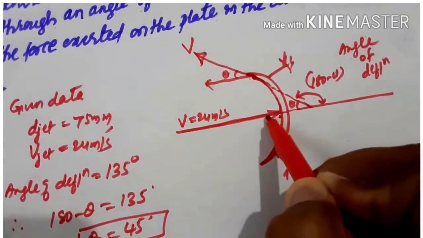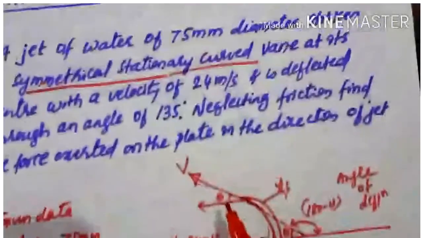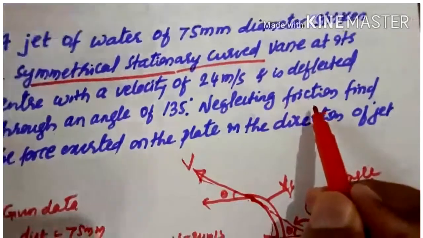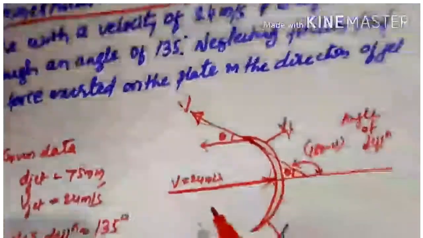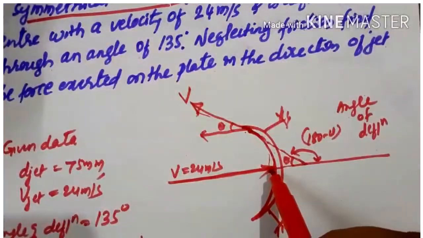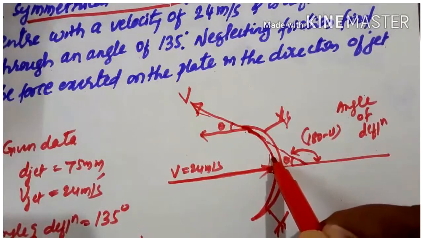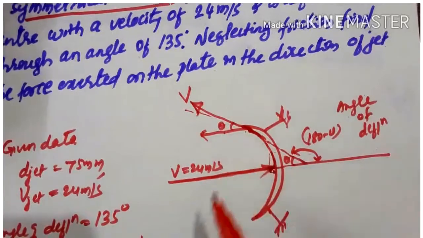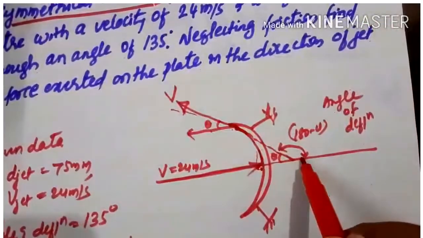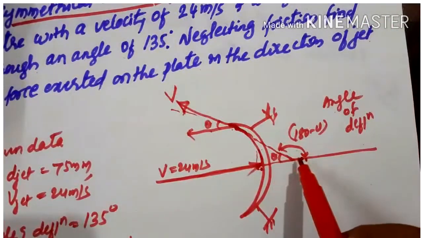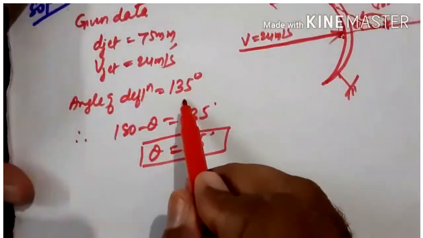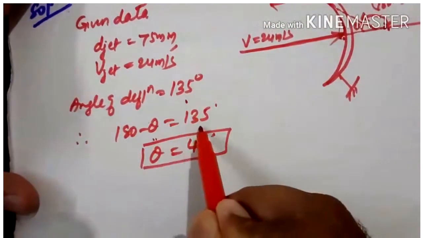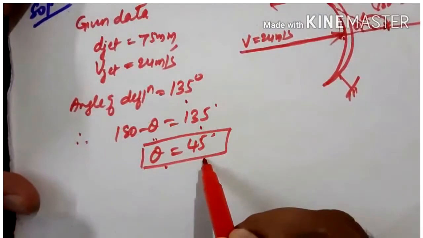Since the jet is striking at the center of the vane with a velocity of 24 meter per second, with the same velocity it will exit, because they have given to neglect the friction. So whatever velocity with which the jet is striking, it will leave with the same velocity by making an angle of theta, and this theta can be calculated based on the deflection angle. The deflection angle is given as 135 degree, so 180 minus theta is 135, so theta will be 45 degree.